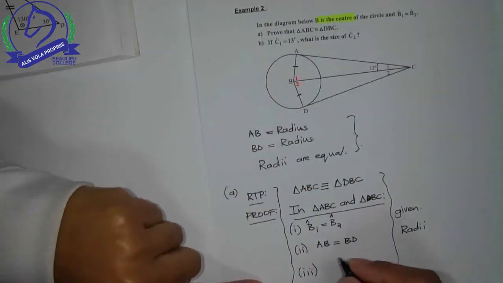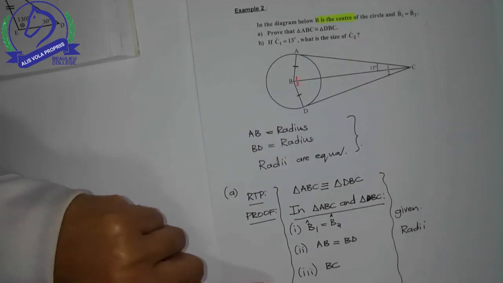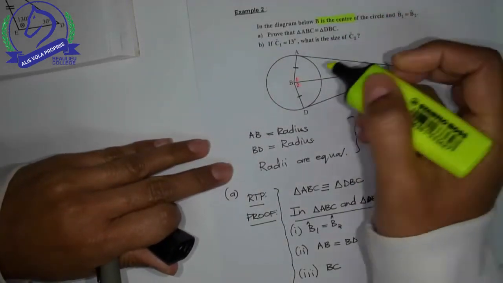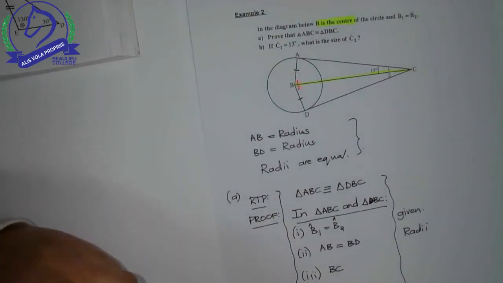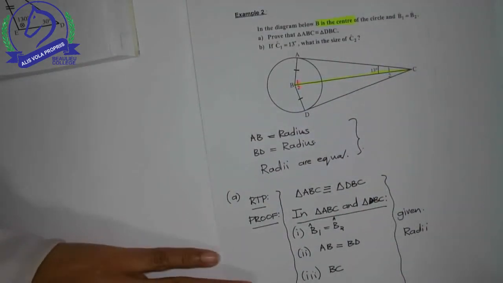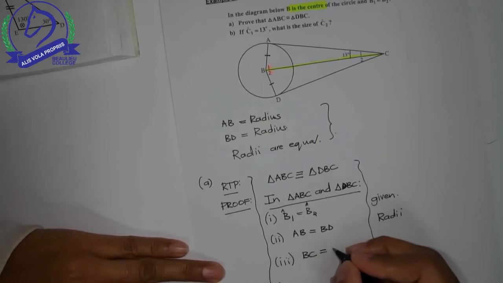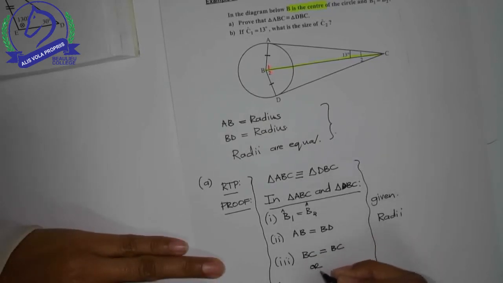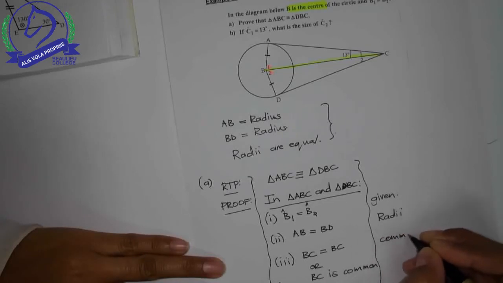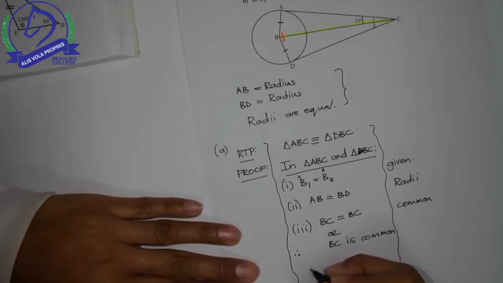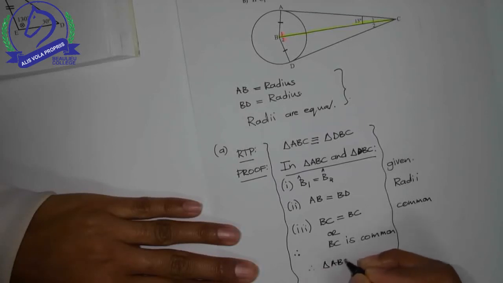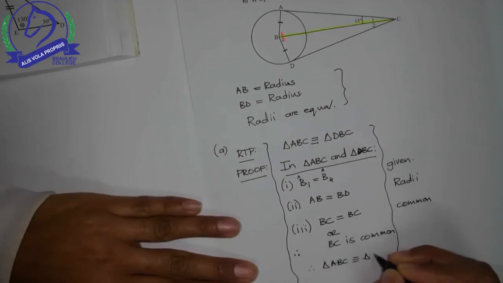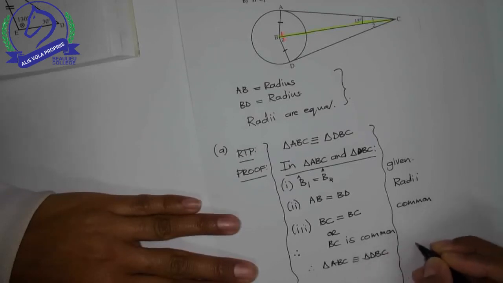And if you think about it, BC is shared. BC is the common line between the two triangles, and we can use that as equal. BC is equal to BC, which is common. So you can write it as BC equals BC if you prefer, or you can say BC is common. Both are accepted. Now therefore, triangle ABC is congruent to triangle DBC. Why? Side, included angle, side.